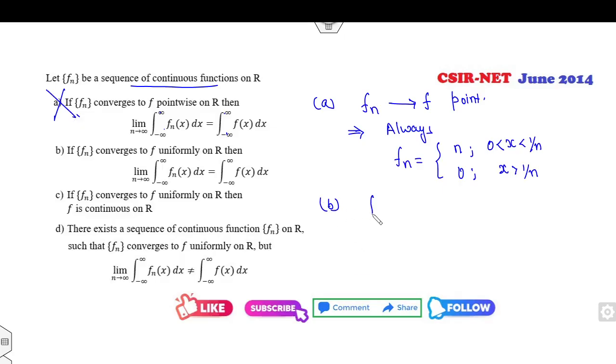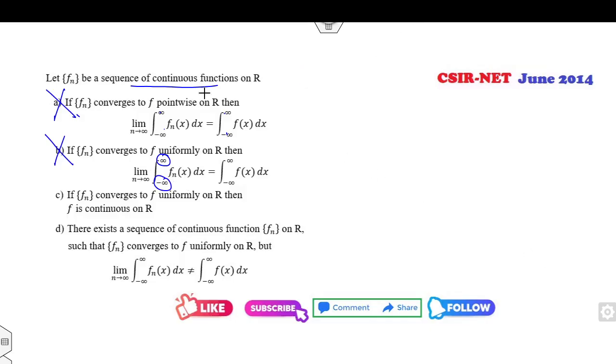Second option, Fn converges to f uniformly. Fine. But again you can see the intervals are not closed. If the intervals are not closed, then this may or may not be true. This option is also cancelled out. Look at the third option. Fn converges to f uniformly. Fine. Also, Fn is my continuous function.